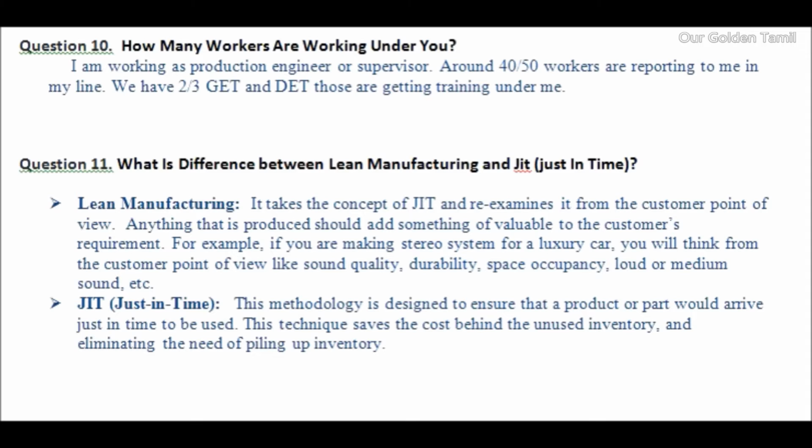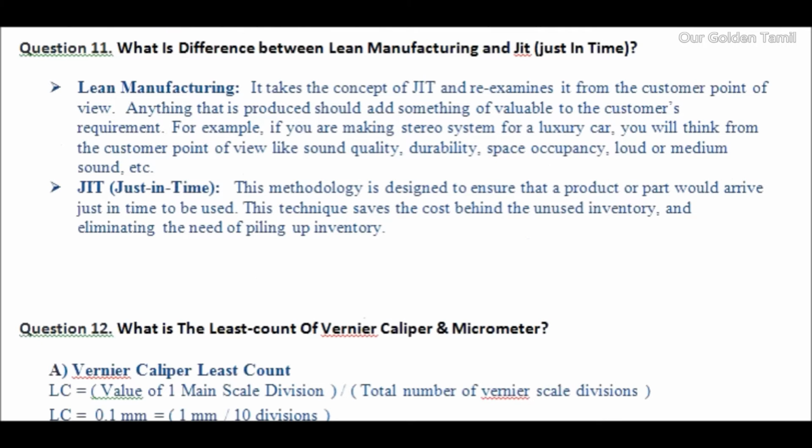Anything that is produced should add something of value to the customer's requirement. For example, if you are making a stereo system for a luxury car, you will think from the customer's point of view, like sound quality, durability, space occupancy, loud or medium sound, etc. JIT, just in time, this methodology is designed to ensure that a product or part arrives just in time to be used. This technique saves the cost behind unused inventory, and eliminates the need of piling up inventory.